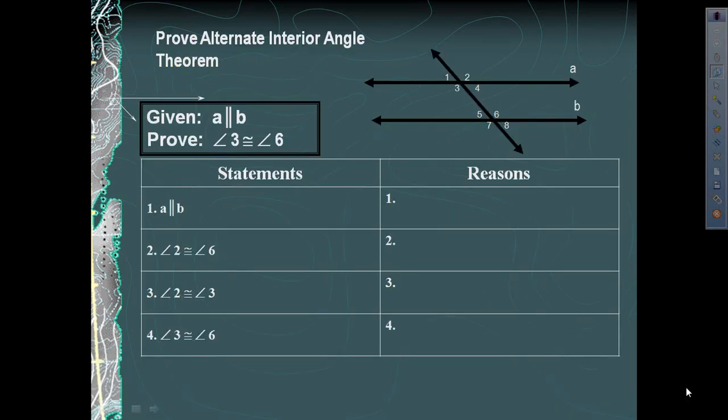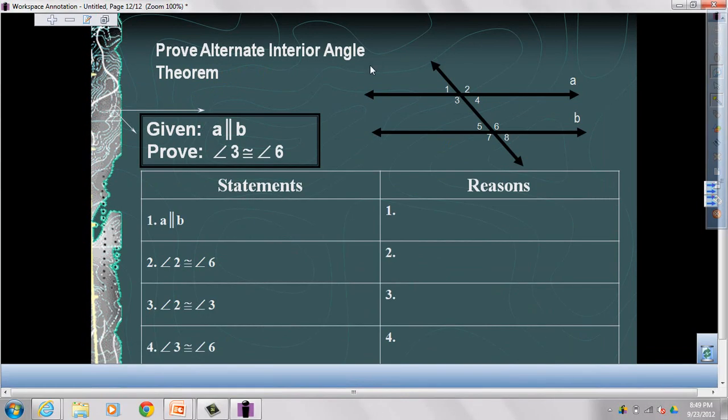Okay, now let's go ahead and try a proof here. On this one, we're going to prove the alternate interior angles theorem. And we have here given that line A is parallel to line B. So I'm going to go ahead and mark up my figure. This is parallel to this one. I'm trying to prove that angle 3 is congruent to angle 6. Okay, so our very first line here, this is our given. And then this is what our proof is.